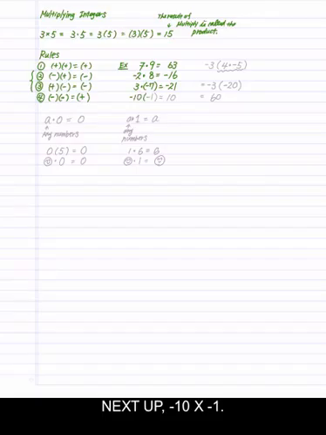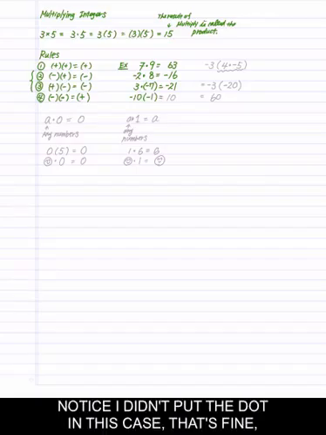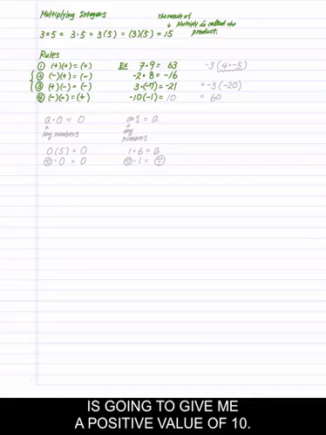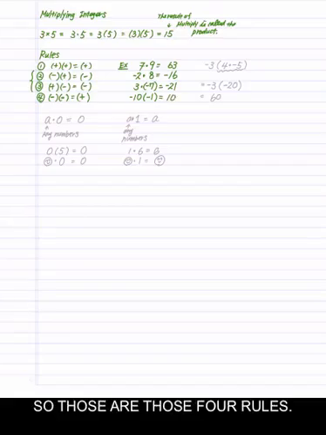Negative 10 times negative 1. Notice I didn't put the dot in this case. That's fine. That still means multiply. Negative 10 times negative 1. Negative times a negative is going to give me a positive value of 10. So there are those 4 rules.